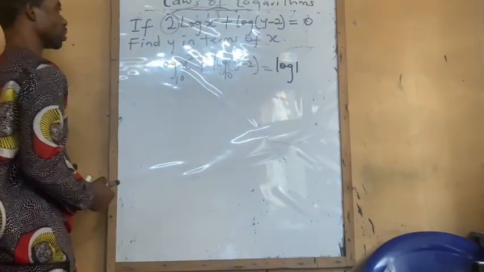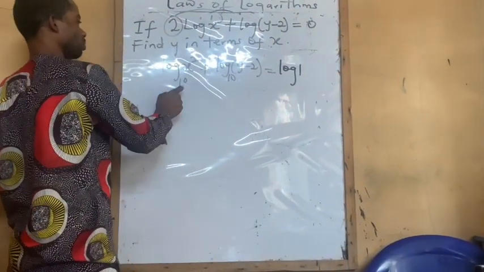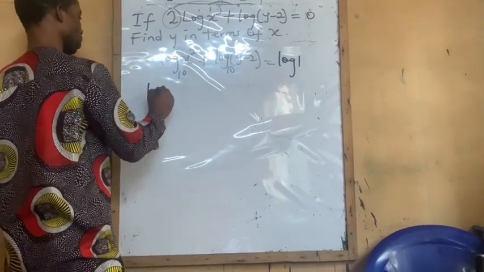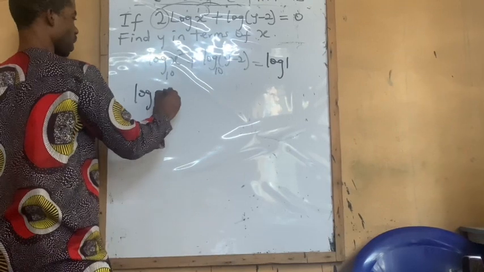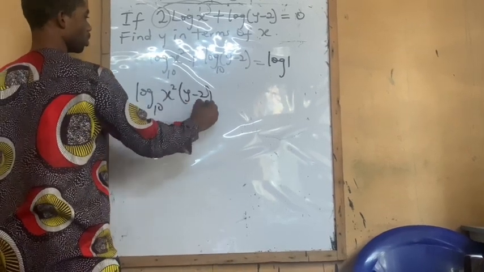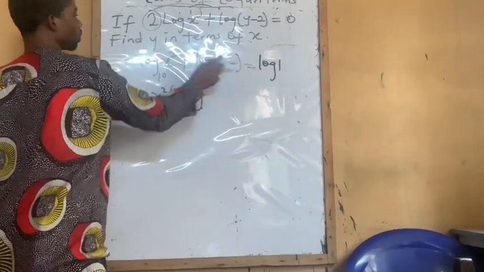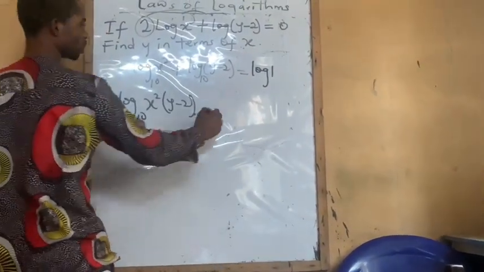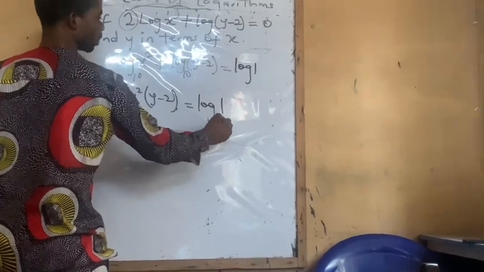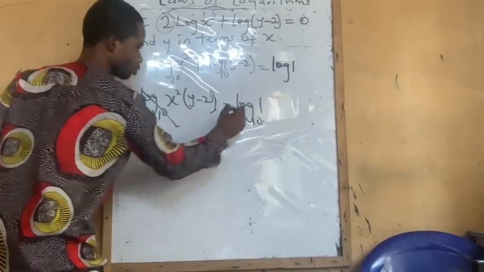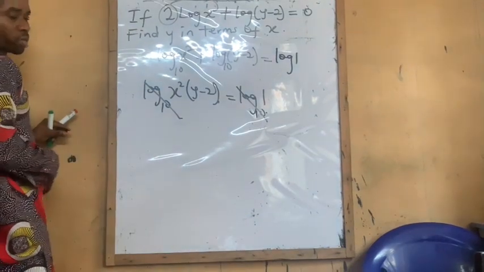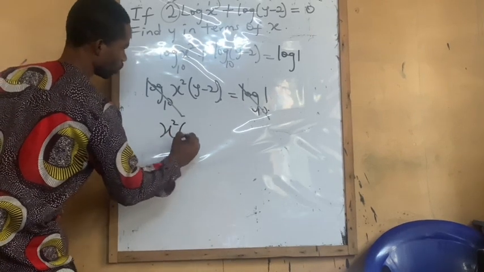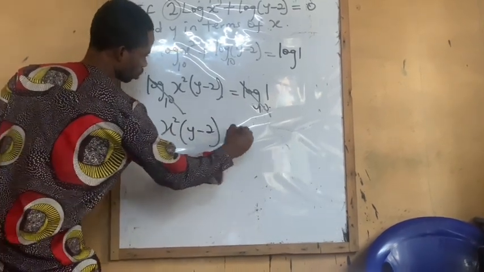Now, when I have a plus between logs with the same base, I can multiply. I can multiply this by this. That means it's going to be x squared multiplied by y minus 2, because plus turns to multiplication. x squared times this equals log 1, base 10. So log in base 10 can cancel log in base 10. We are left with x squared bracket y minus 2 equals 1.